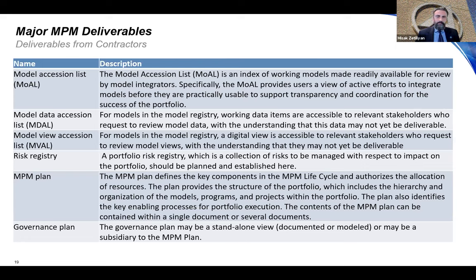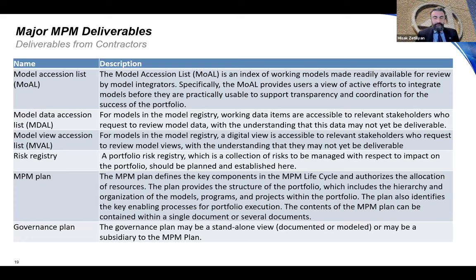The model accession list, MAL, is an index of working models that is made readily available for review by model integrators. The model data accession list is an accessible list of working data items that may not yet be deliverable to relevant stakeholders. This will allow for ongoing evaluation to make sure that the contractors are on track. The model view accession list is a digital view accessible to relevant stakeholders who request to view model views with the understanding that they may not be deliverable. A portfolio risk register, which is a collection of risks to be managed with respect to impact on the portfolio, should be planned and established here as well.